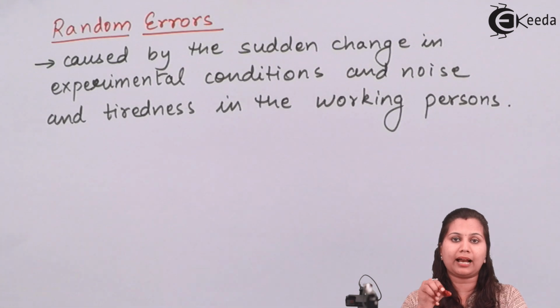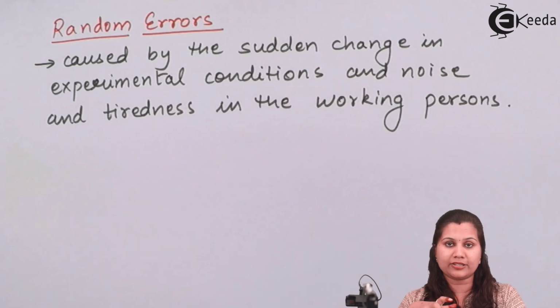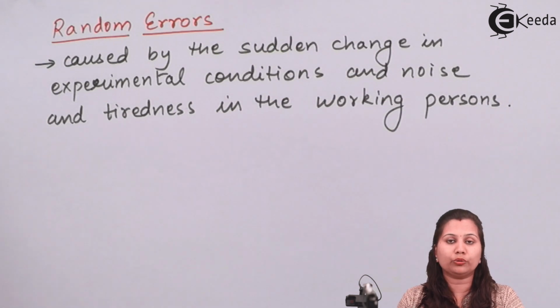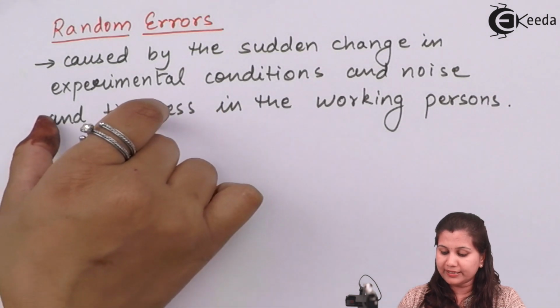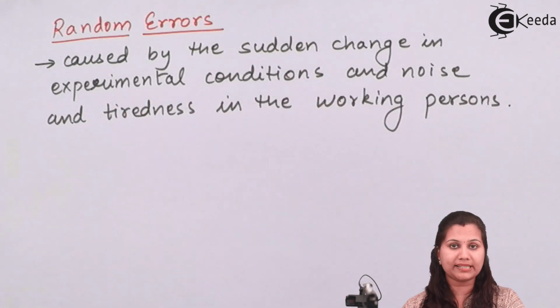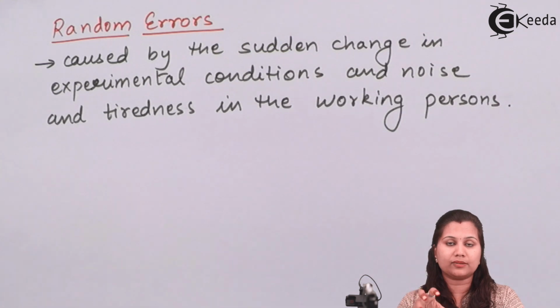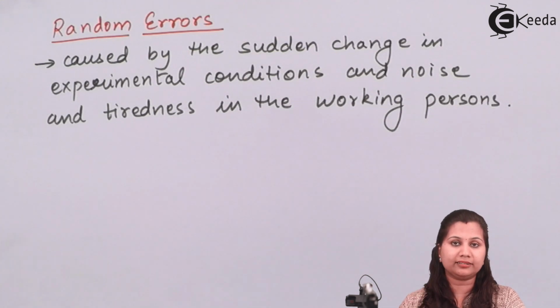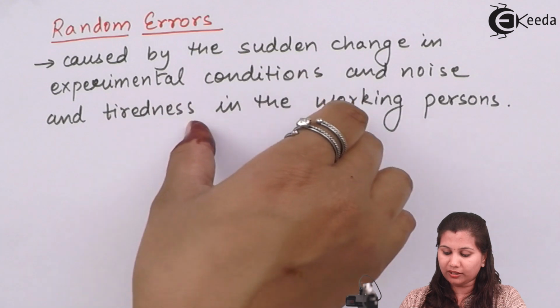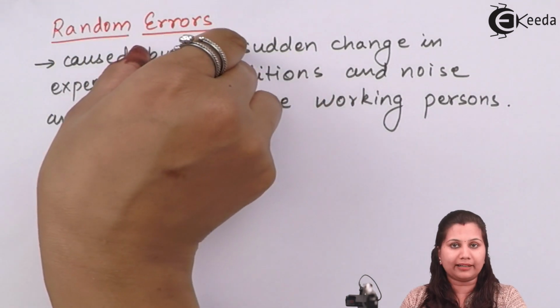So due to some environmental changes in the experimental conditions, like when we are taking the readings, the temperature should be maintained at 50 degrees Celsius, and now suddenly the temperature has changed. Also, if we have placed the instrument on a flat top and suddenly some vibrations occur, due to which the instrument setup has changed, or some noise has occurred in the surroundings of the instrument, or the people working with that instrument are tired and, due to their tiredness, are not so accurate when taking the readings, all the errors occurring due to these reasons come under the random errors.